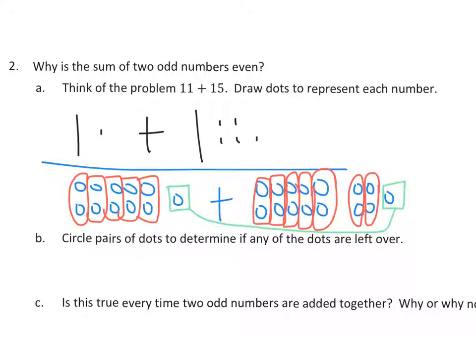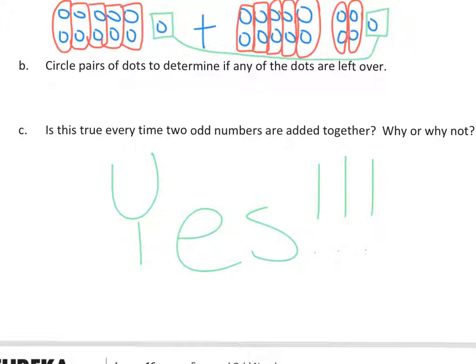Another way I could show this is drawing 11 and 15 as 11 dots and 15 dots. I would circle pairs of 2 because that shows it can be broken into two equal groups. I notice 11 has 1 left over, but so does 15. So I've got all these groups of 2 and then 1 left over. Well, when I combine that leftover and that leftover, I'm going to end up creating a new pair of 2 and having no leftovers. So is it true every time we add two odd numbers, we're going to get an even number? Yes!